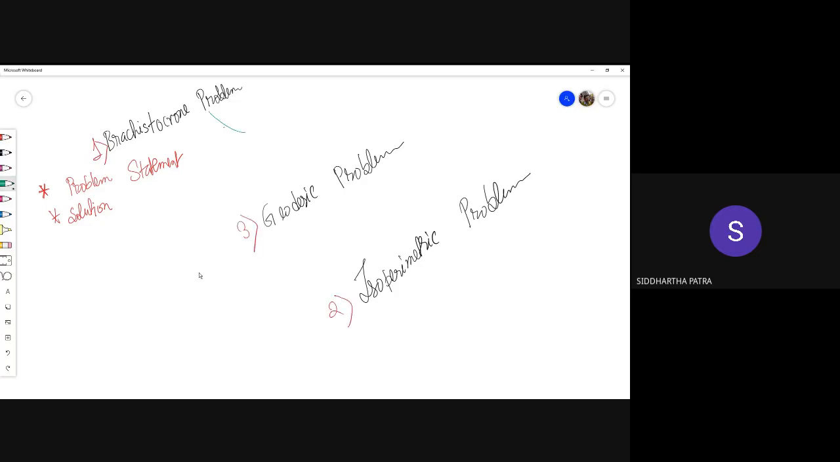Brachistochrone problem is an unconstrained minimization problem. Isoperimetric problem uses a global constraint.